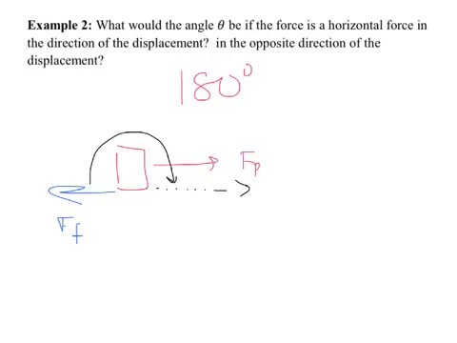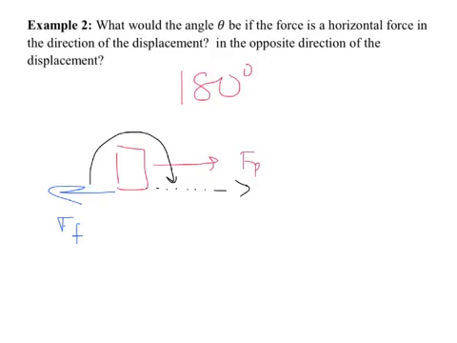Our equation is F d cosine theta. F will have a value, the force of friction. D, the distance it traveled, will have a value. But cosine of 180 will always be -1. So whenever you're looking at the work done by friction, you're looking at a loss of energy, which makes sense.